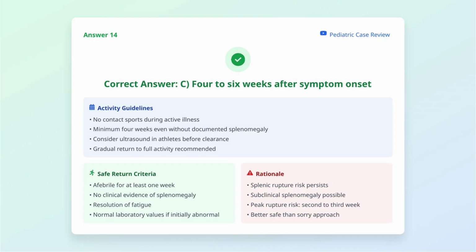Safe return criteria include being afebrile for at least 1 week, having no clinical evidence of splenomegaly, resolution of fatigue, and normalization of laboratory values if they were initially abnormal. This conservative approach is justified because the risk of splenic rupture persists, subclinical splenomegaly may be present, and the peak risk for rupture occurs during the 2nd to 3rd week of illness.